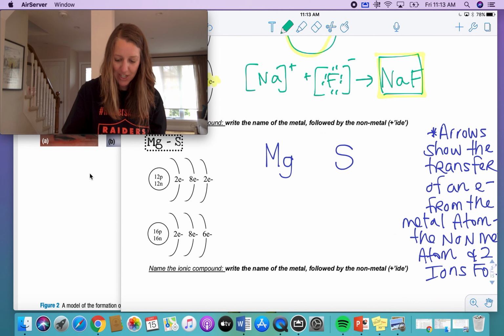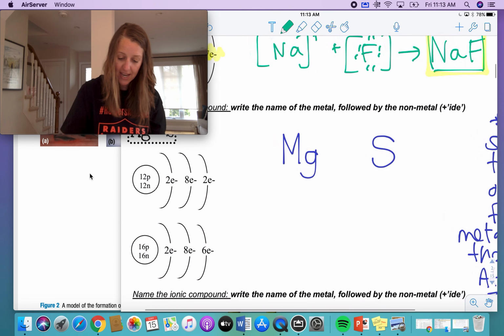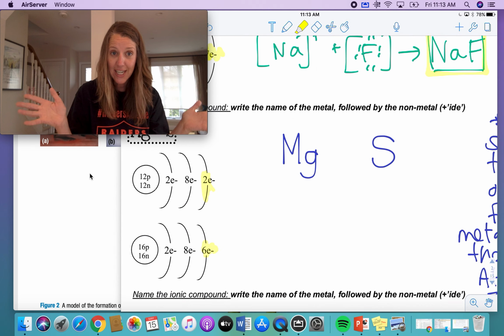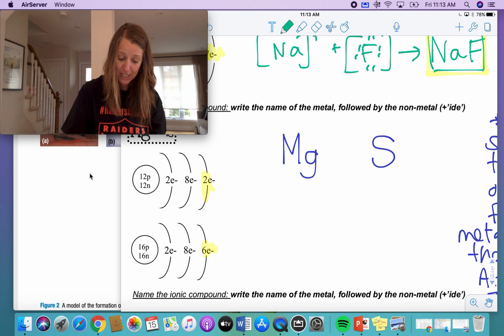Okay, here we go. Let's do the next one. Let's write the compound for magnesium and sulfur. I use my periodic table. I can draw a Bohr diagram if you need to. Do as many or as few as you need to.